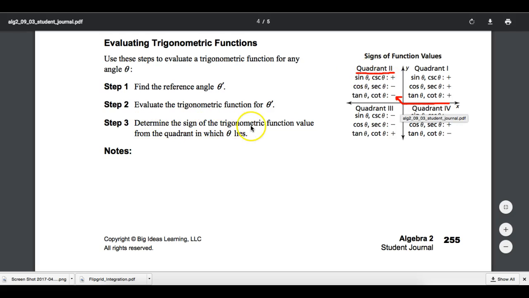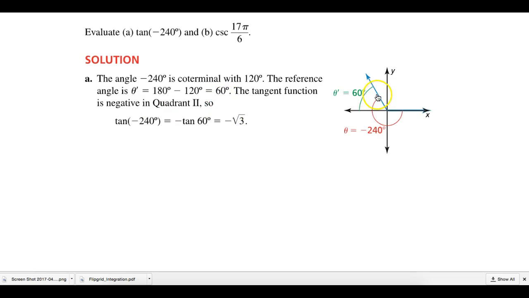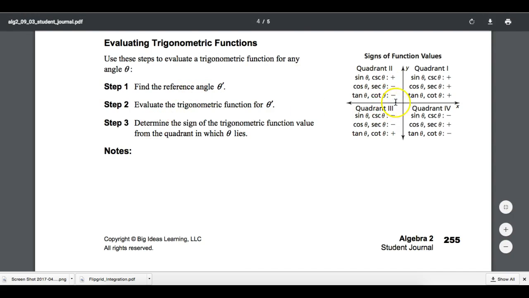So this third step: determine the sign of the trig function value from the quadrant in which theta lies. Since our terminal side lies in quadrant 2, we look at this chart right here. The sine of any angle whose terminal side lies in quadrant 2 is positive. The cosine of any angle in quadrant 2 is negative, and the tangent of any angle in quadrant 2 is negative. So our tangent is going to be negative. We go back here, and because it's in quadrant 2, it's going to be negative root 3. Remember, the tangent of 60 is positive root 3, but on step 3, determining the sign, because our terminal side lies in quadrant 2, it's going to be negative.